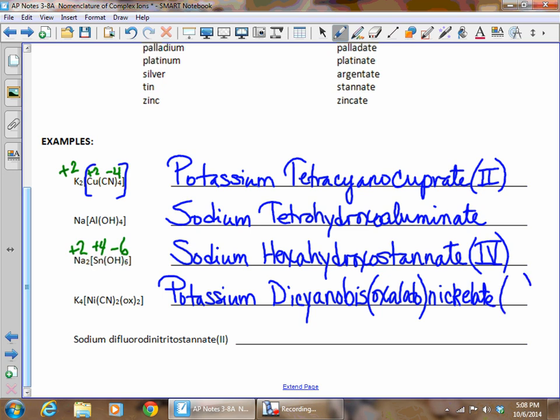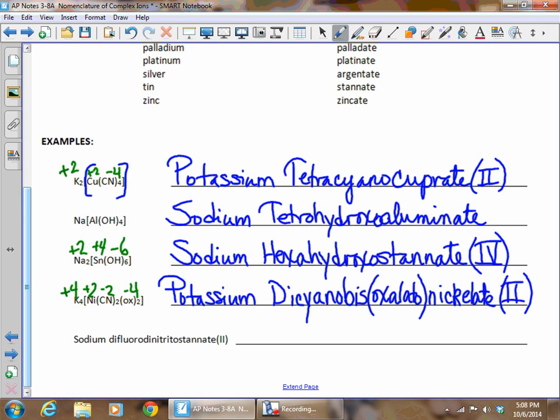It does have a Roman numeral, so potassium dicyano bis(oxalato)nickelate, and let's figure out the charges. The potassiums, each one of those is a +1, so that's +2. Oxalate's a -2, so that's a -4 total for oxalate. Each cyanide's a -1, so that's a -2. Nickel's got to be a +2 in order to balance that out.